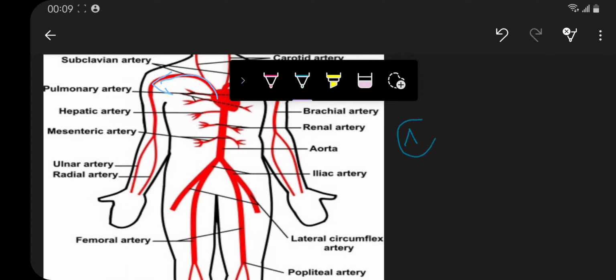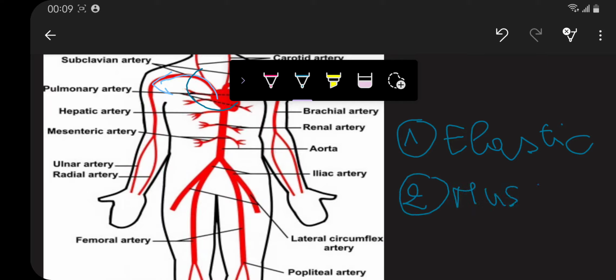So we have the first type, which is the arteries that are the closest to the heart. They are called the elastic arteries, and then after these we have the muscular arteries, and then we have the arterioles, which are the smallest ones.